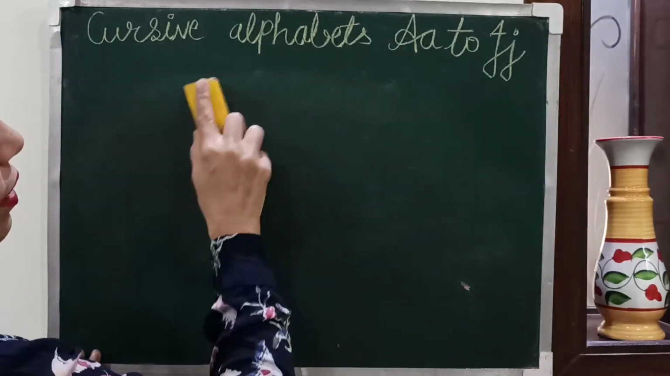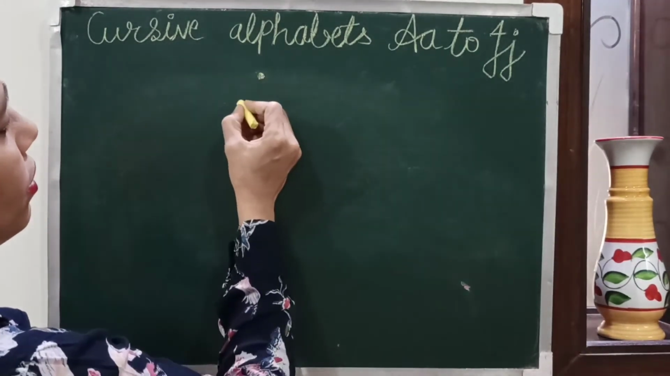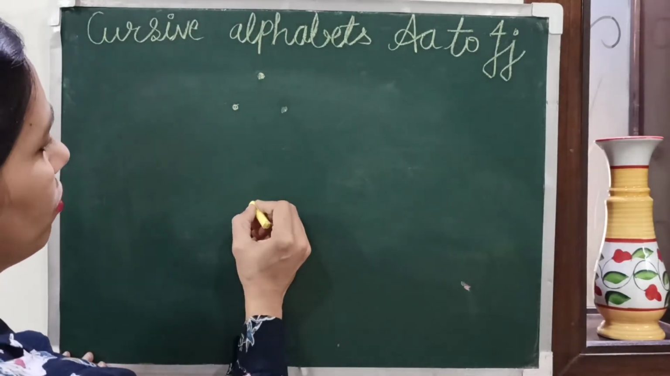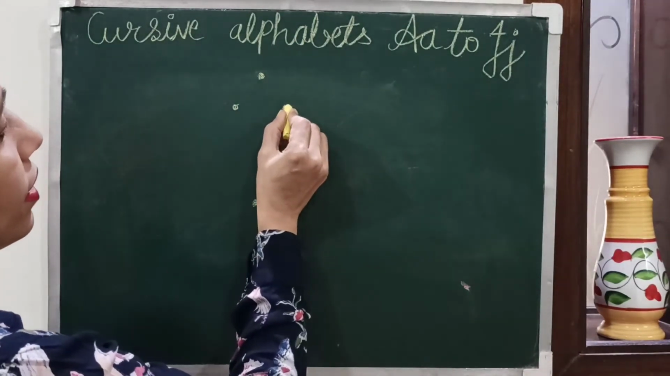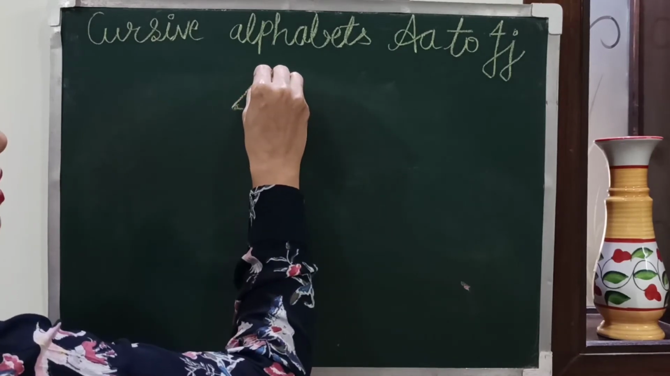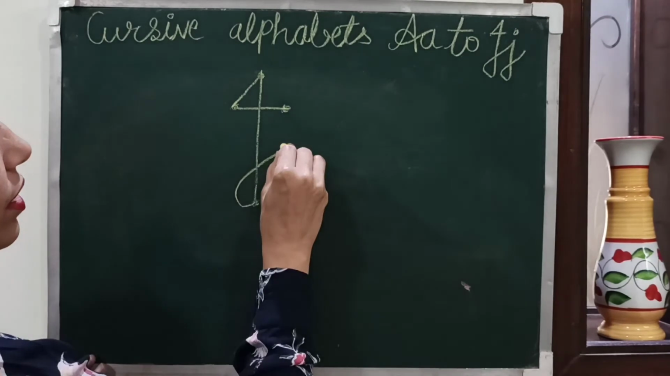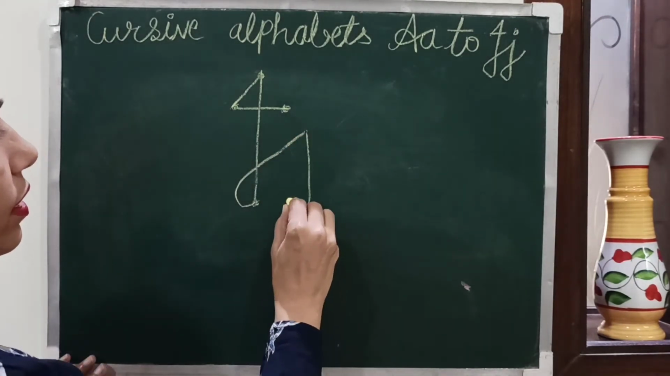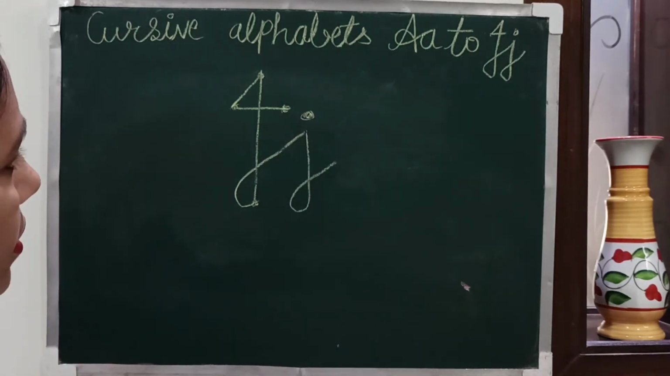Now alphabet J. Again for the J, we'll give 3 dots here and 1 dot here. It's the same as of I. Backward slipping line, slanting line, standing line, then a turn like this. Now stop here. Again a turn like this and a dot here. This is cursive alphabet J.